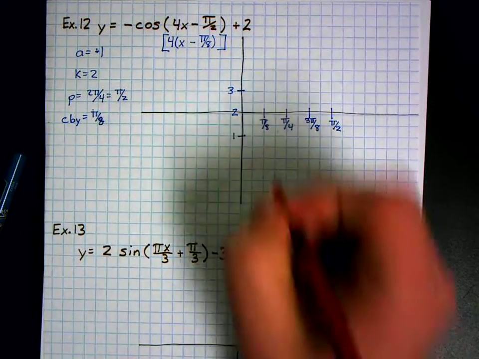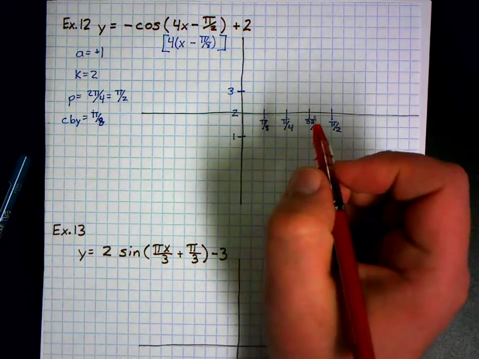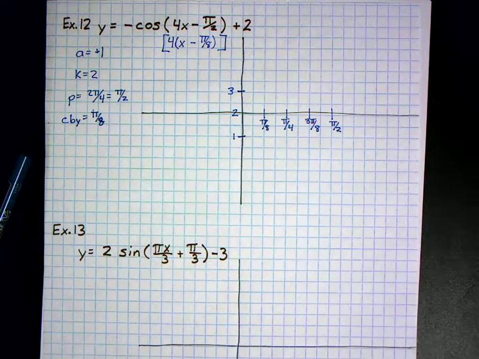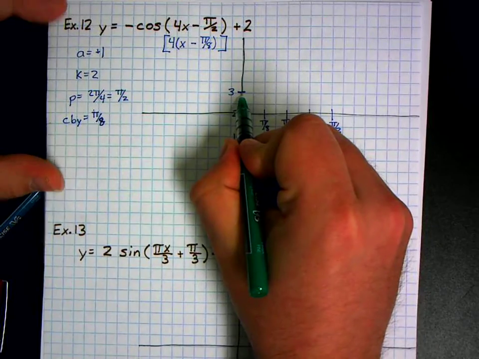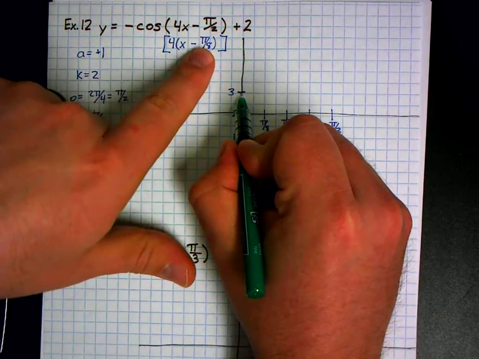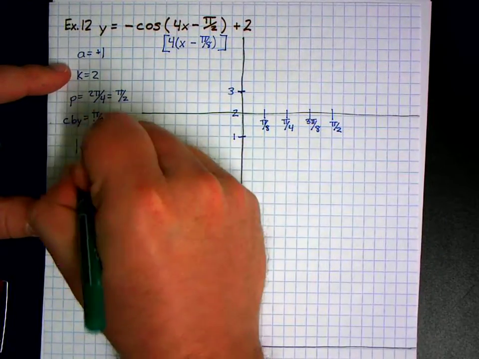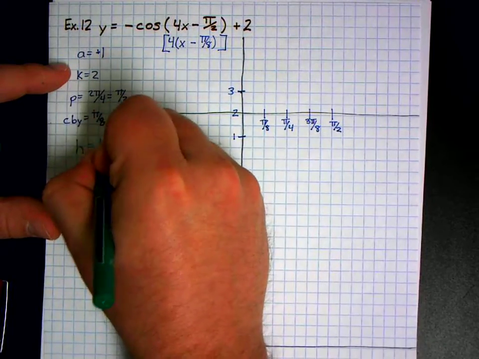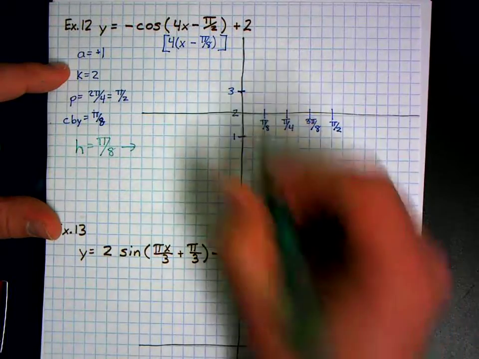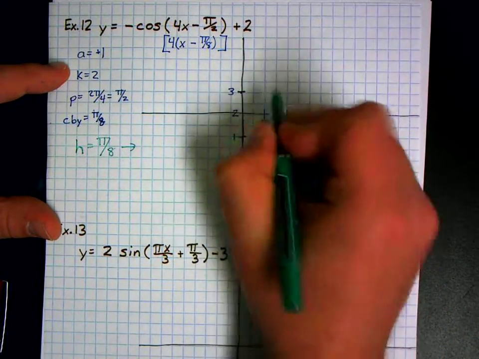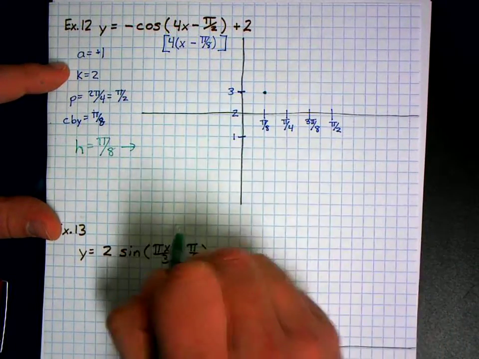So my original mark for cosine would be at the top, right? My original mark would be right here. So I need to shift that over. Here, let me write that. My h is pi over 8. So I'm going to shift everything to the right, pi over 8. So my original mark should be here, so I'm going to shift it here.